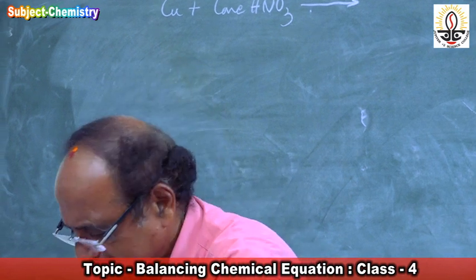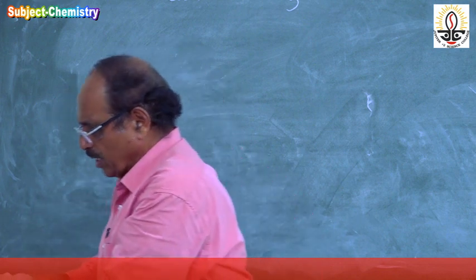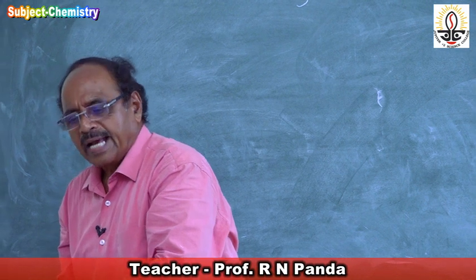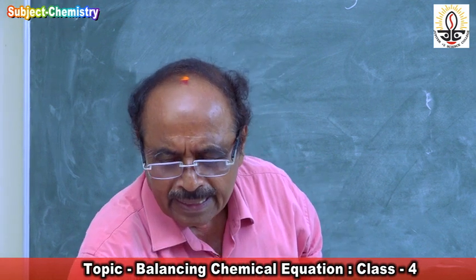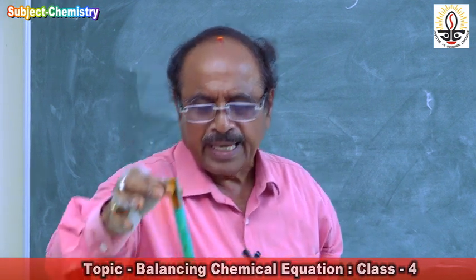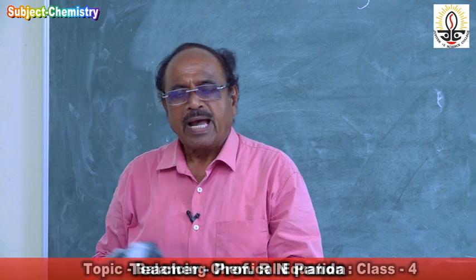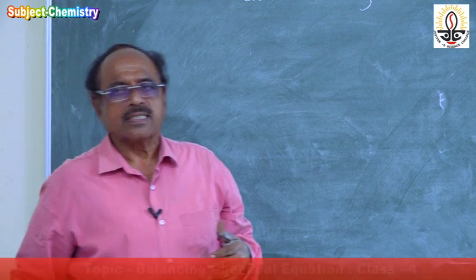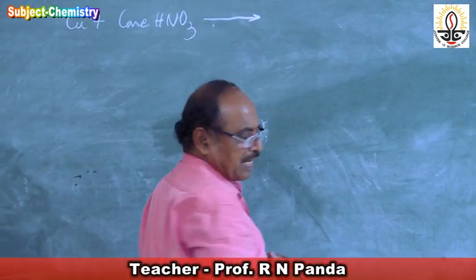So this is the way the reaction is going on. Concentrated nitric acid is reacting with copper, and we get a brown gas here, and a green solution there. Why this is happening and how the chemical reaction goes on, I am going to explain to you. I will first write the equation, then I will explain the chemistry behind this reaction.